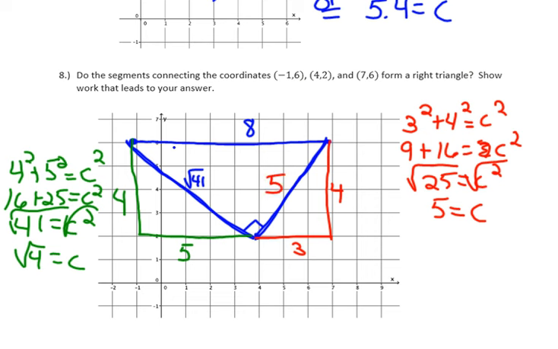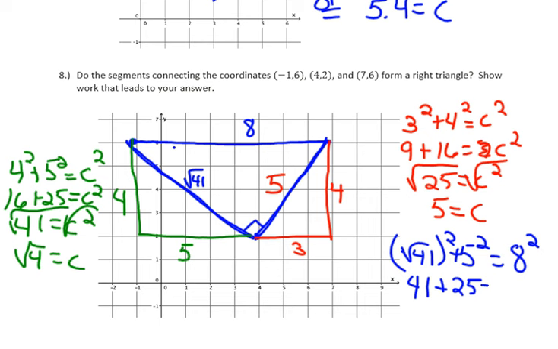Now I can do the Pythagorean theorem to figure out, do they match to form a right triangle? So I'm going to have 41 squared plus 5 squared, and I want to know, is that really 8 squared? So squaring and square rooting cancel each other out, you're left with 41. 5 squared is 25, and I want to know, does that equal 64? Well, this is 66, which is not 64, so no. Okay, and there's all the work that goes with it.